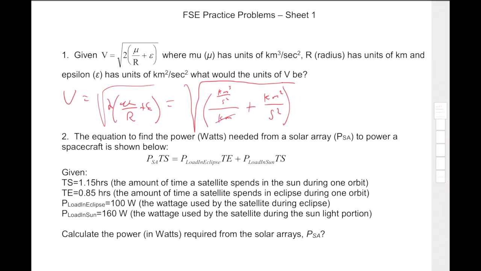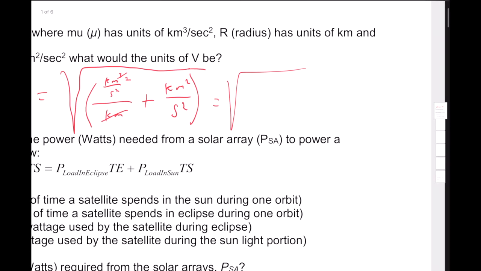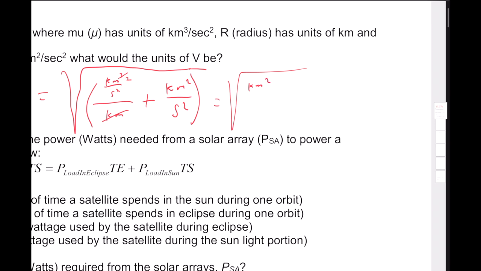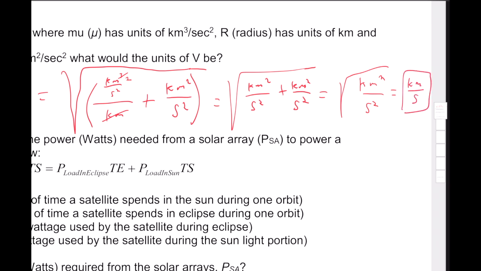Kilometers on the bottom here will cancel out one of the kilometers up here. So now we have kilometers squared over seconds squared plus kilometers squared over seconds squared. Well, what does that mean? It means that everything is kilometers squared and seconds squared. That's what we want. So if I took the square root of kilometers squared over seconds squared, I would come out with units of kilometers per second.